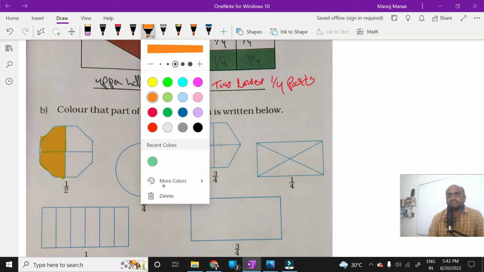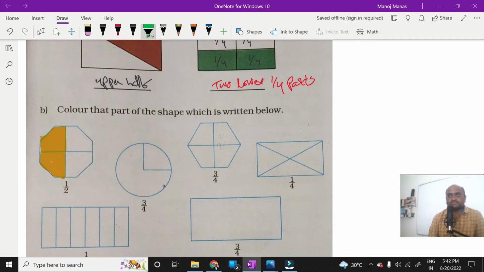Let us choose one more color here, and completely this part has to be drawn with color. Some part which is coming outside, you ignore it.